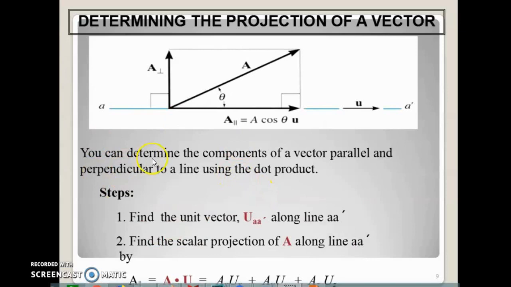Okay, using dot product, you can also determine the component of a vector which is parallel and perpendicular to a line. So how do we do it? For step 1, find the unit vector uAA' along line AA'. So you need to find the unit vector from A to A'. Then find the scalar projection of A along line AA' by using this formula. These two lines here denote parallel. A parallel equals A·u, where u is a unit vector. This is equal to AxUx plus AyUy plus AzUz.